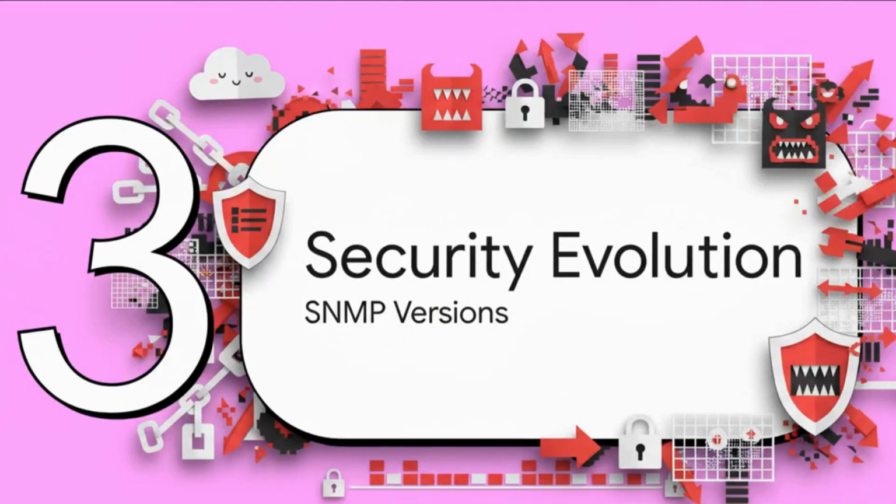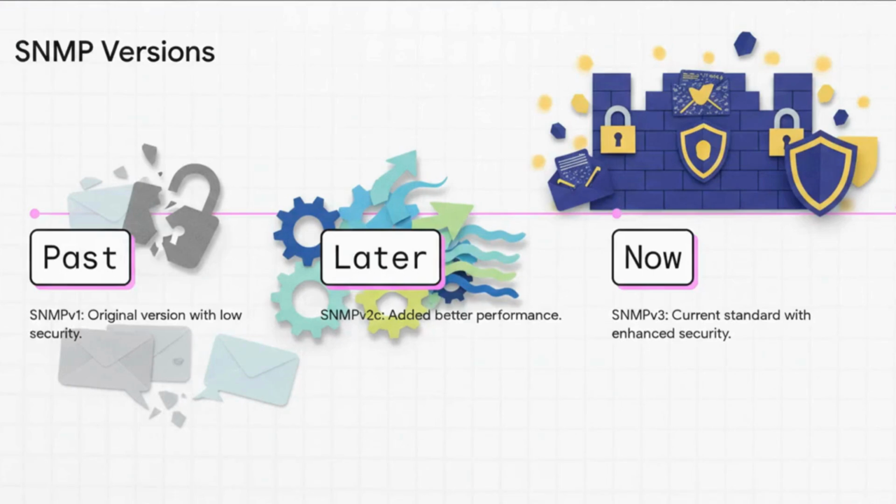Next up, Section 3, we're looking at the evolution of security. Because as you probably know, early networks were a whole lot more trusting than they are today. Back in the day, we started off with SNMP version 1. It was the original pioneer, absolutely, but we rarely see it used today because its security was just incredibly low. It literally sent information in plain text, which is obviously a terrible idea now. Then came version 2C, which brought better performance and handled complex data much more efficiently.